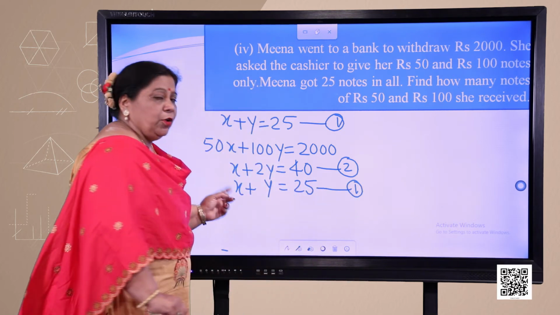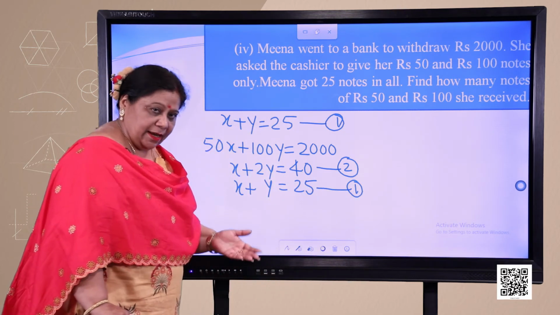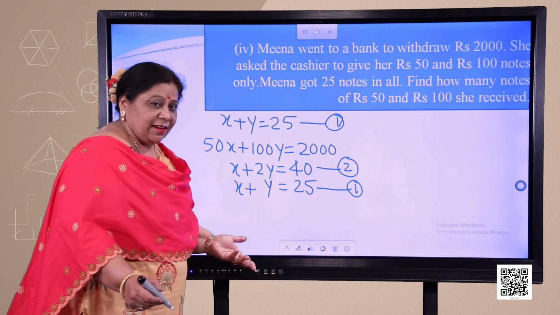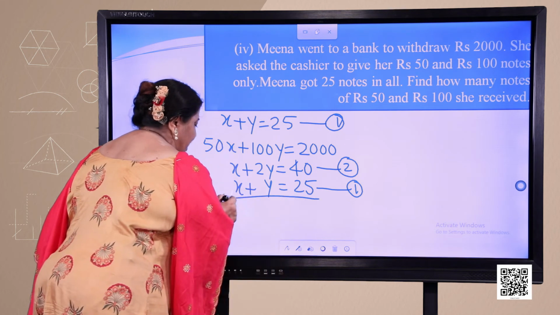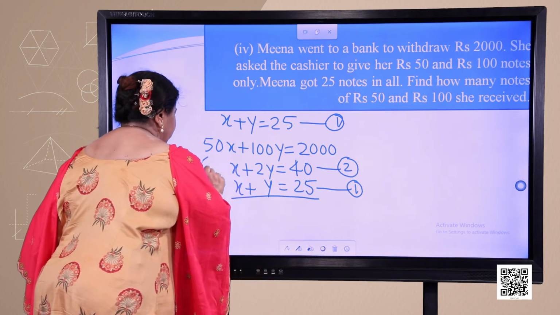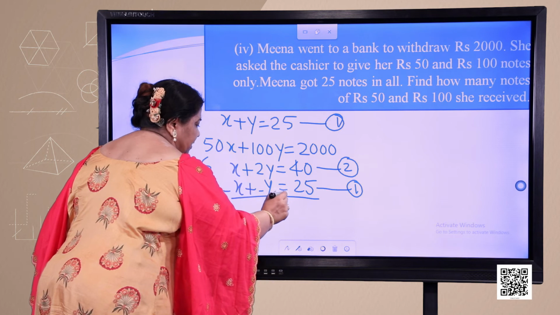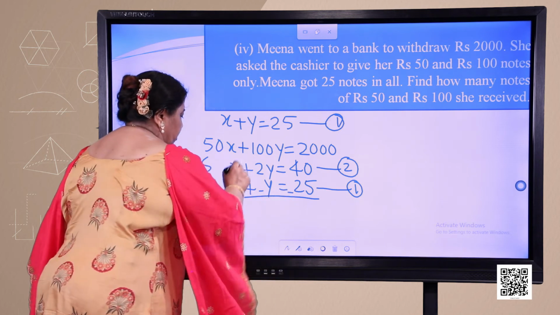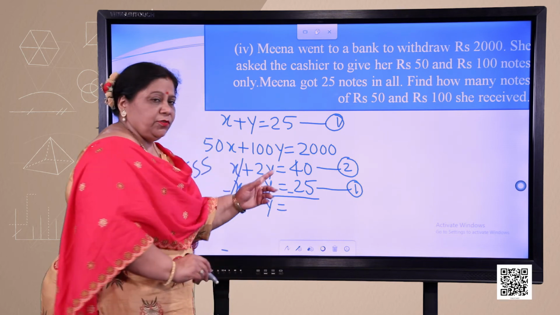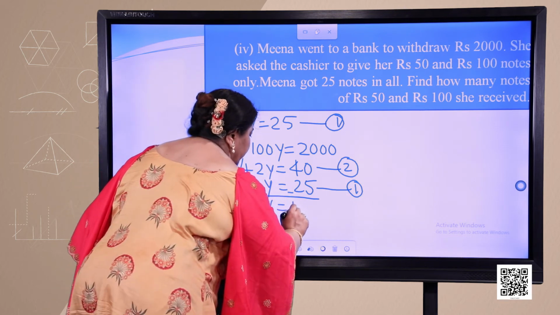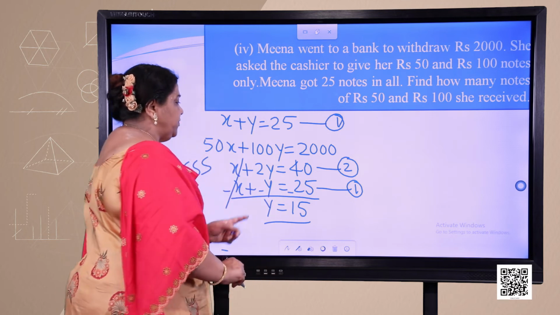Can you observe? Coefficients of x are same and they have same sign. So, you remember the sign, same sign subtract. So, always remember same sign subtract, signs are going to change. So, x gets cancelled. Here you have y is equal to, what is 40 minus 25? It is 15. Y is 15.